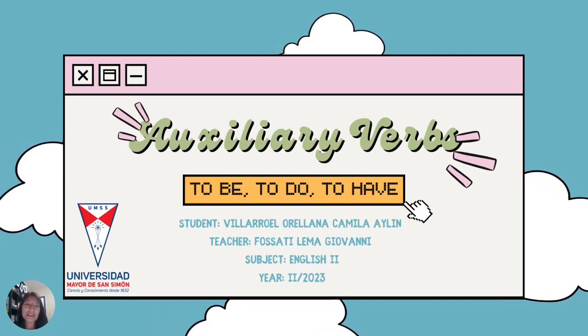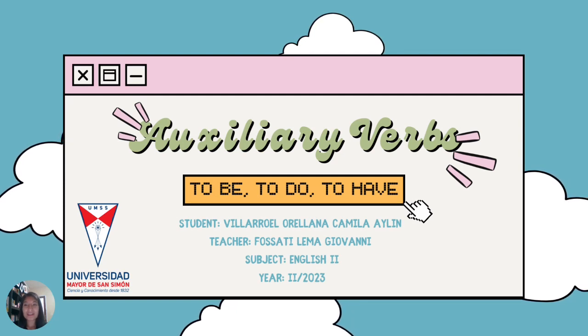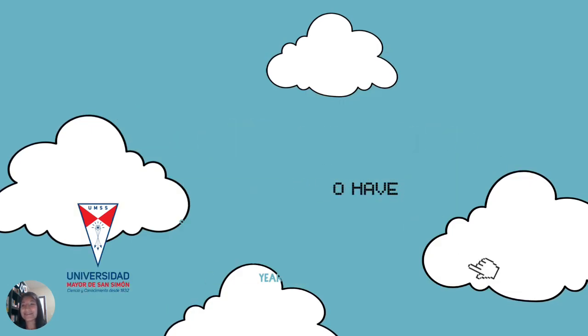Today I'm going to talk about the three auxiliary verbs that exist in English: to be, to do, and to have, and about the functions that each one fulfills in sentences. So, let's start.